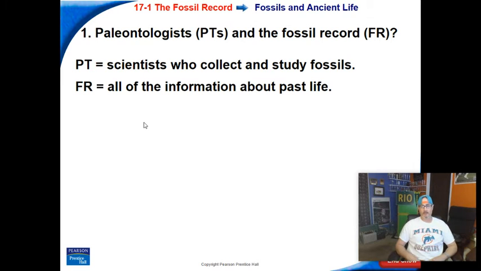All right, so a paleontologist, we're going to abbreviate it PT, fossil record. We're going to abbreviate that as capital F, capital R. Paleontologists are scientists who collect and study fossils. It'd be a really cool job being out in nature and digging up fossils and preserving them and getting them to museums. That'd be a cool career. Fossil record is basically all of the information stored in the rock layers about past life.